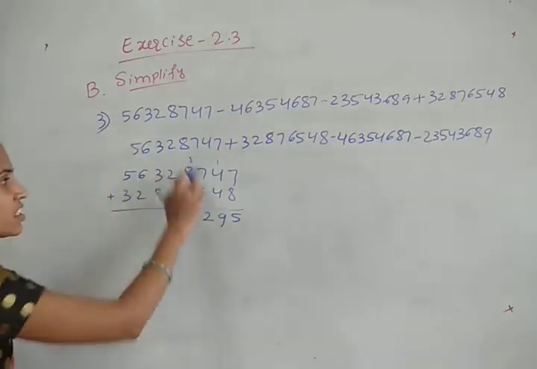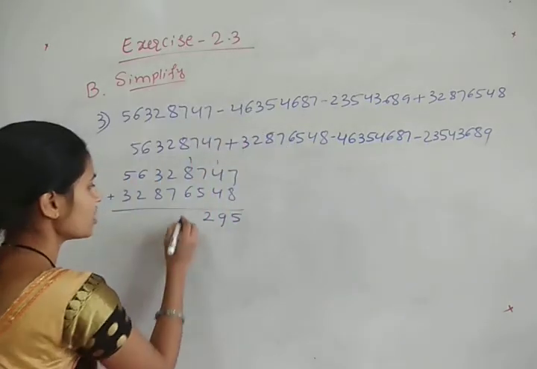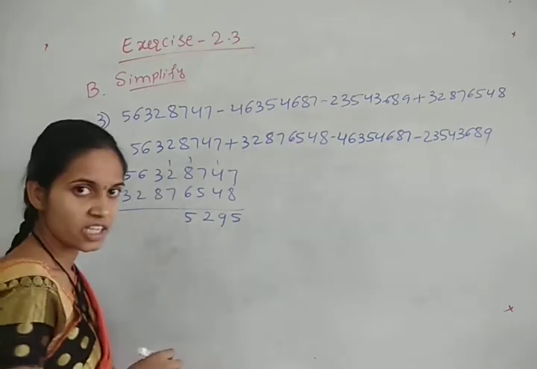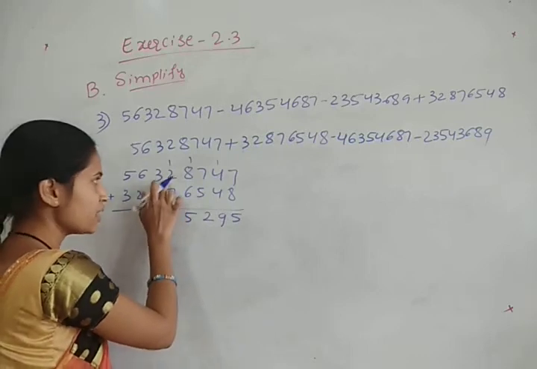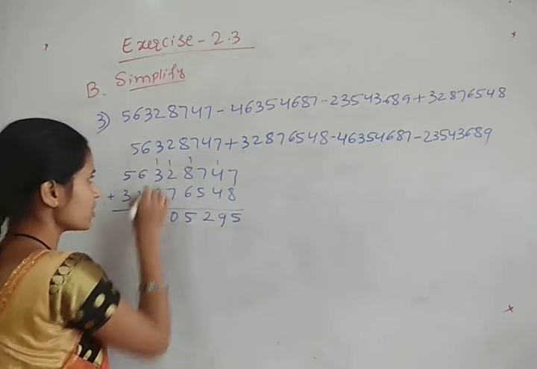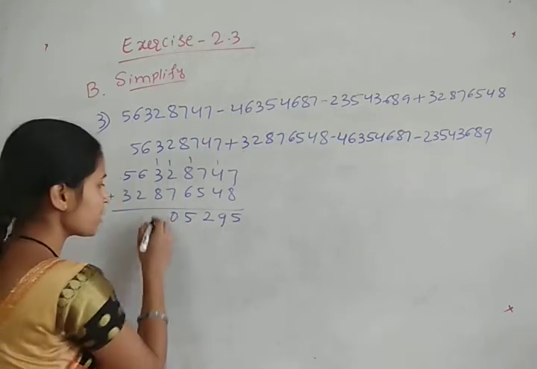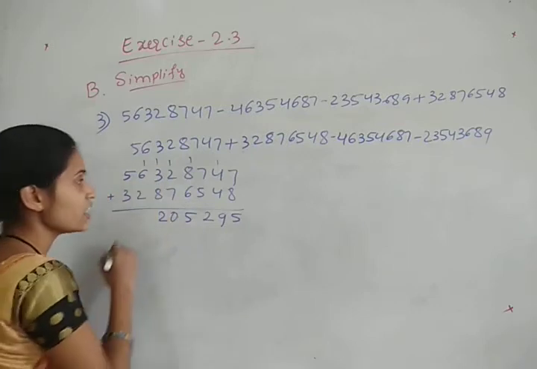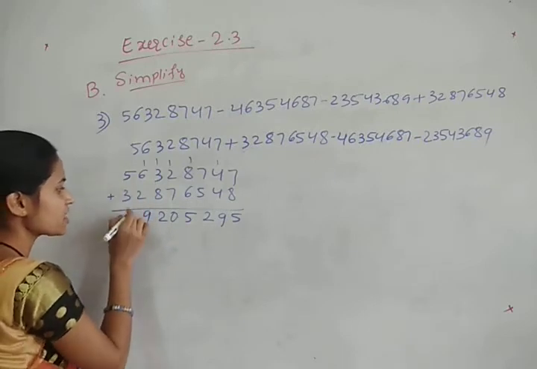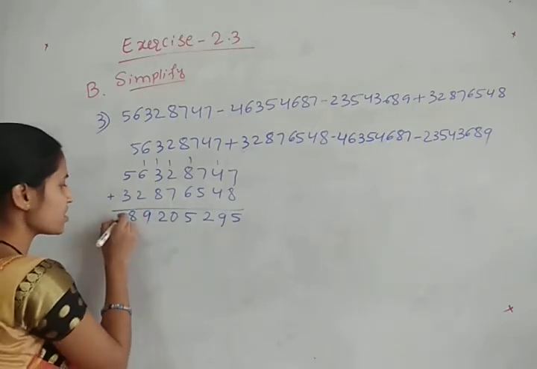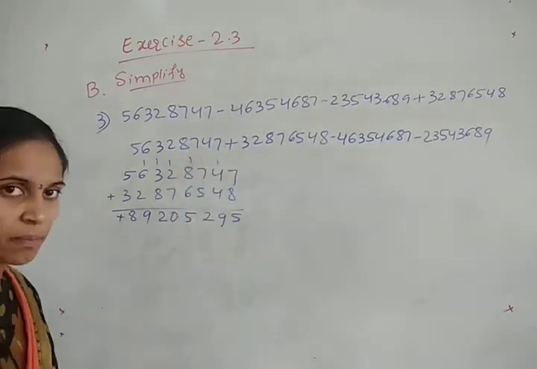Now 8 plus 1 is 9, 9 plus 6 becomes 15. I will write here 5, take 1 as a carry. Now 7 plus 2 is 9, 9 plus 1 is 10. Write 0, take 1 as a carry. Now 3 plus 1 is 4, 4 plus 8 becomes 12. Write 2, take 1 as a carry. Now 6 plus 1 is 7, 7 plus 2 becomes 9. Okay, 5 plus 3 is 8. So this is the result. It is having the plus symbol. Now we have added these two numbers which are having the plus symbol.